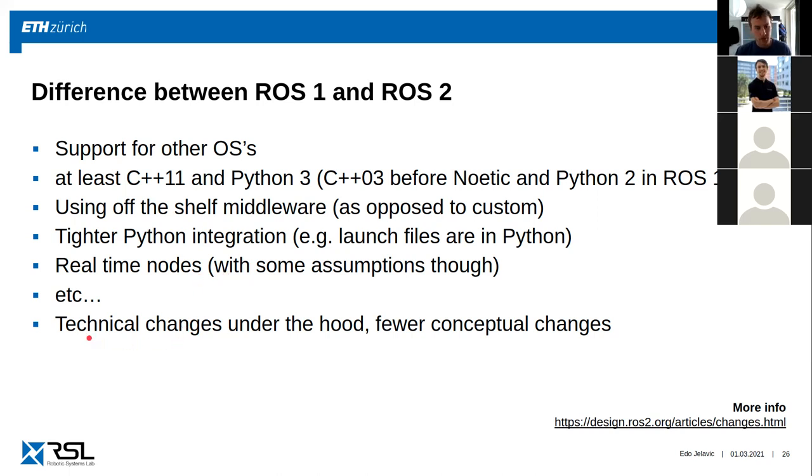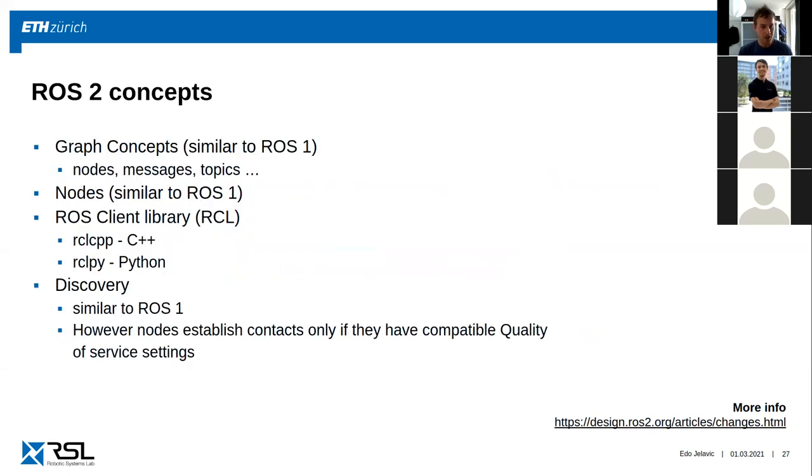And so as we mentioned, ROS2 is mainly about technical changes under the hood, whereas main concepts like ROS nodes, topics, and all the other tools that you've learned so far will mostly remain the same. So we have graph concepts, which are the same as in ROS1, where you have these nodes that are interconnected through a bunch of topics, and they publish streams of messages. We also have nodes, which are exactly the same as in ROS1.